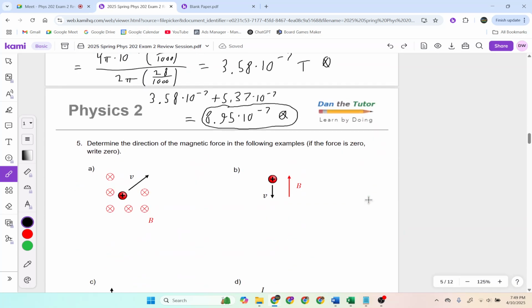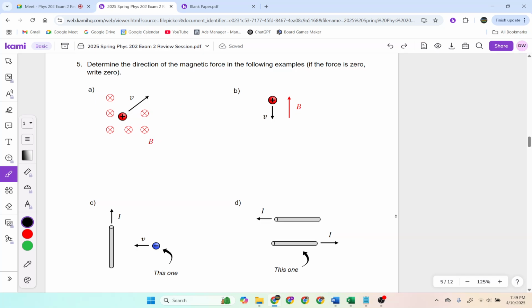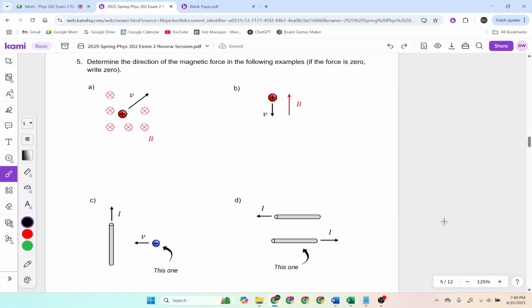Okay. Next we have number 5. Number 5 has 4 right-hand rules for us to try. These are all right-hand rule for force. This is all magnetic force. So we're going to do them, well, kind of together. I'm basically going to say, for part A right now, try this on your own. I'll give you 15 seconds, and then I'll tell you the answer.